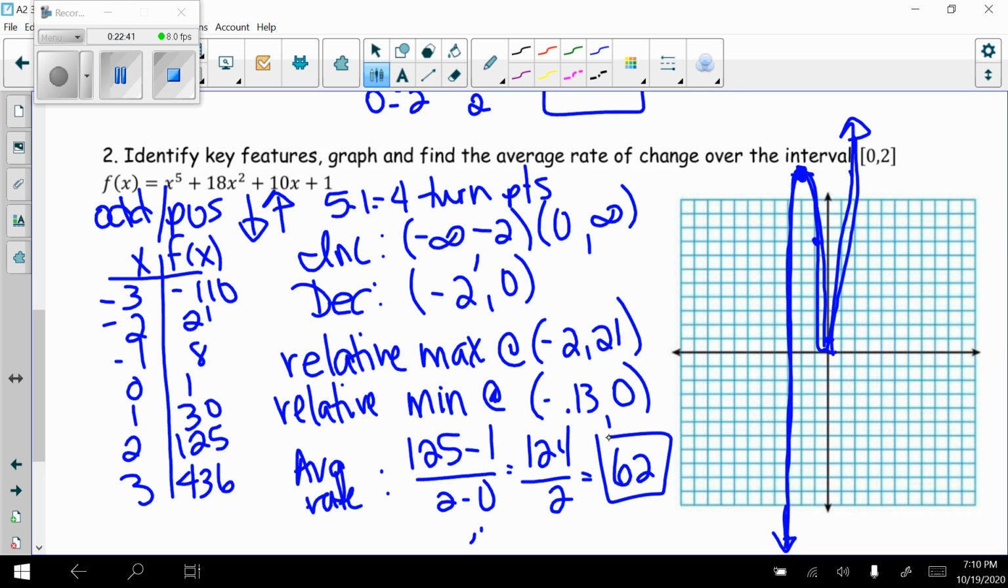All right, that's where we're going to stop at for day number 1 of section 3.1, graphing polynomial functions.